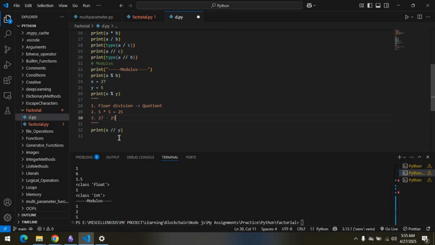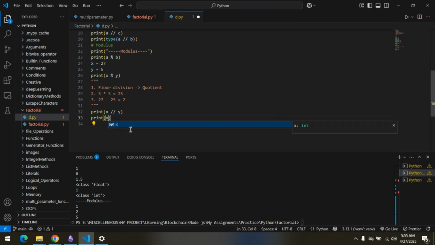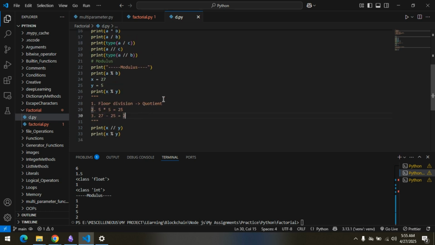And the third step, you take 27 and subtract it. So you basically take the larger number and subtract the answer, which gives 2. So let's do it again. x percent y. If you follow these steps, you get an answer 2. There you go. We got a 2 over here and a 2 over here. It's the same thing.